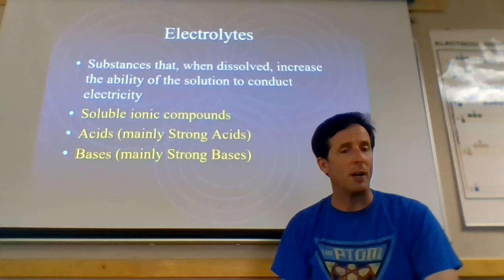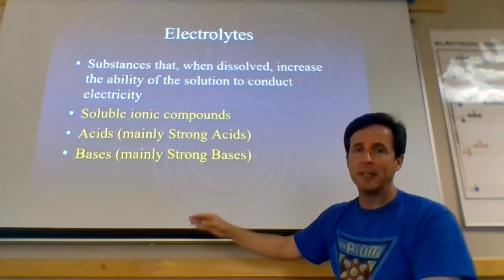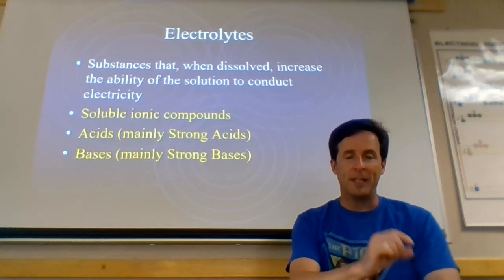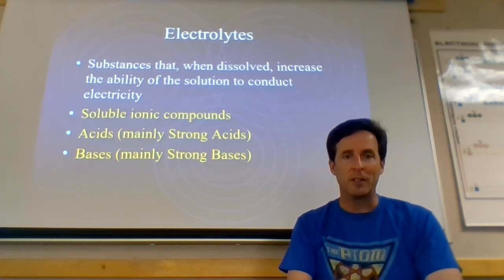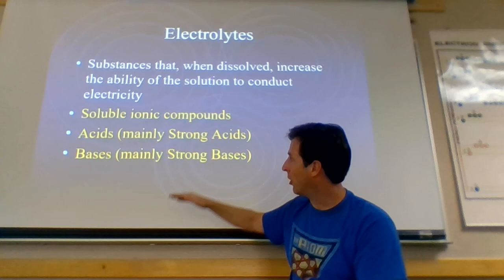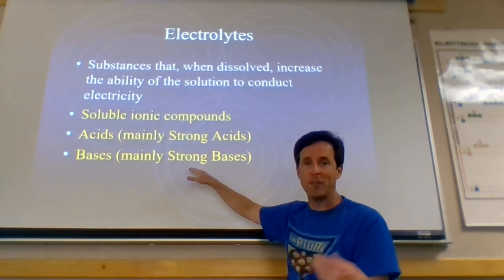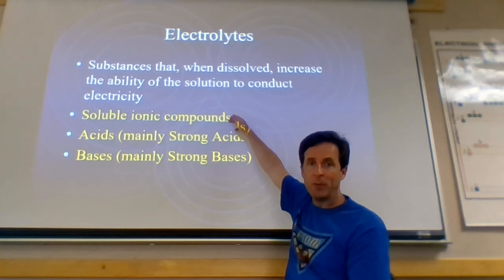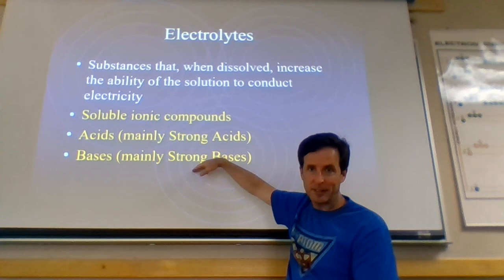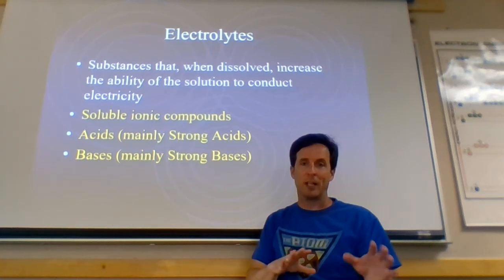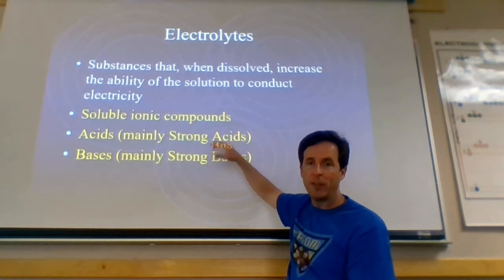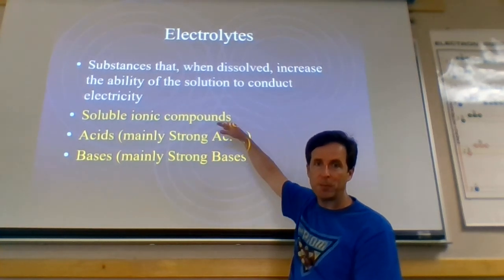All right, and then we also have strong bases. Strong bases tend to be metal hydroxides, like sodium hydroxide, potassium hydroxide, and so on. Honestly, strong bases are part of the category of soluble ionic compounds. Sodium hydroxide is a soluble ionic compound, and it's a strong base. So really, if you're trying to learn your electrolytes, the first two bullets are the important ones to learn. The third one is already covered within the first bullet.